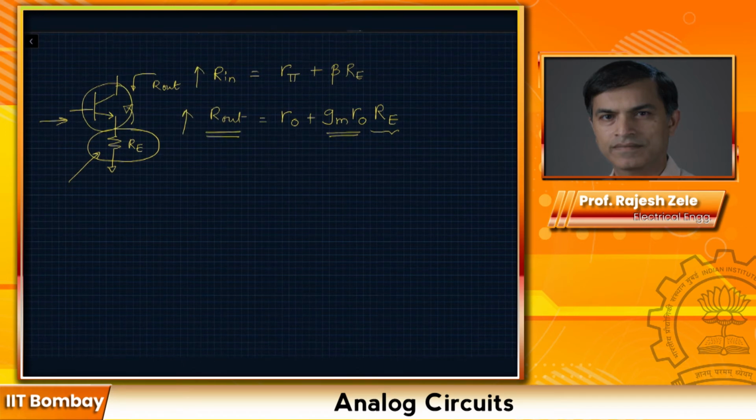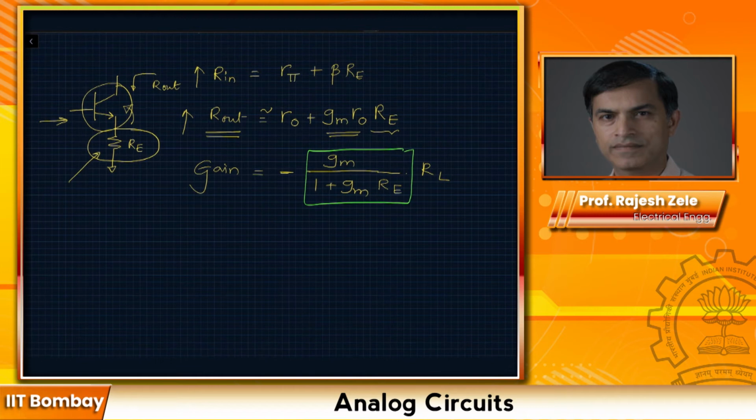So both these parameters, Rin and Rout, increase by adding emitter degeneration, and the gain became minus Gm divided by 1 plus Gm Re times RL. So what we said is, this is our effective Gm, which degraded because of the emitter degeneration. We did the same analysis for the common source amplifier.